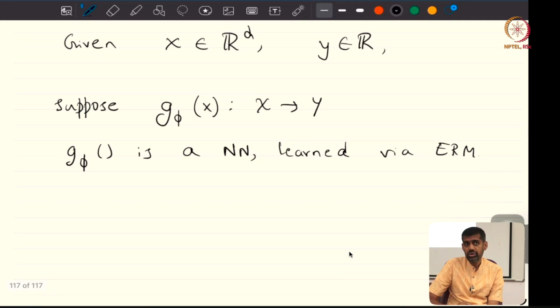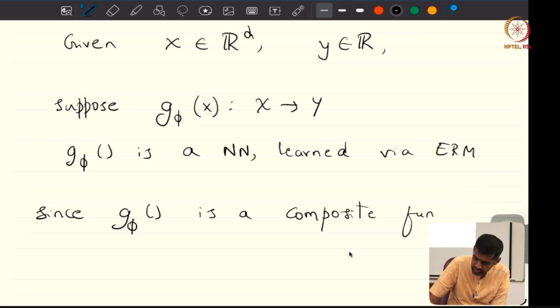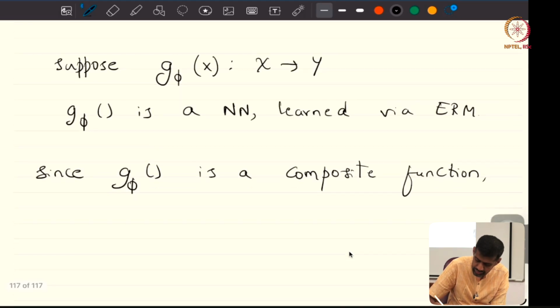Now recall that a neural network is a composite function, right? It's a composite function of linear and nonlinear transformations. So you can tap the output of the neural network at any of the compositions. What do I mean by that? Since G phi is a composite function, the outputs can be tapped at any layer.